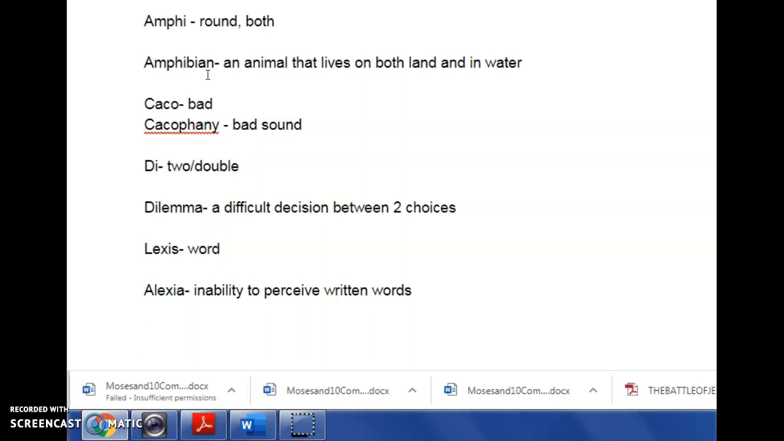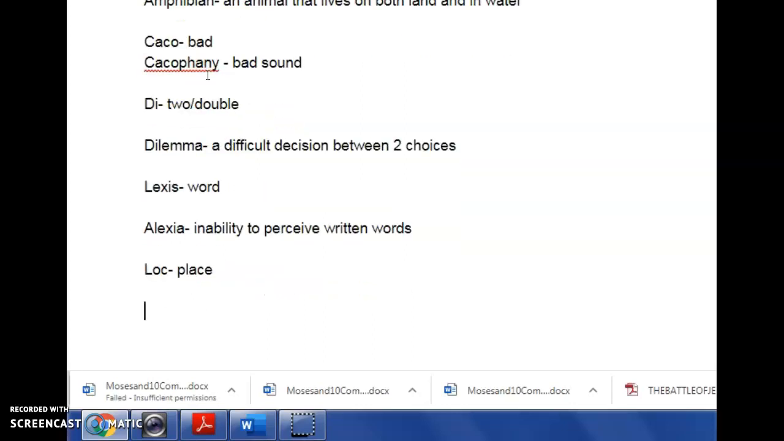And our last and final root for this week is loc, which means place. You should be able to come up with a bunch. For this one, I'm going to give you relocate. Re meaning again is another root, and it means move from place to place.